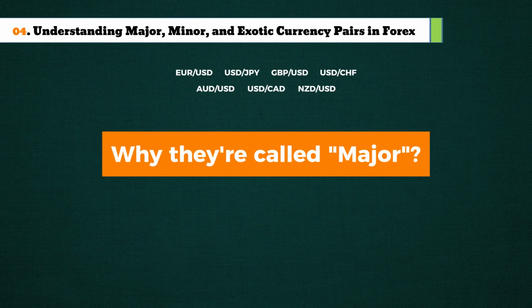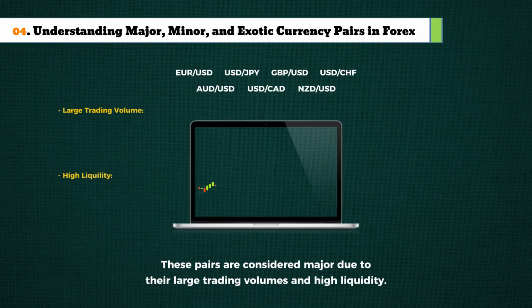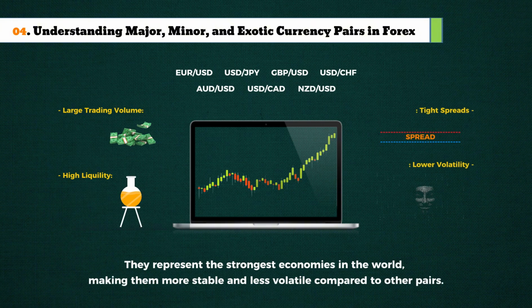Why are they called major? These pairs are considered major due to their large trading volumes and high liquidity. They represent the strongest economies in the world, making them more stable and less volatile compared to other pairs.